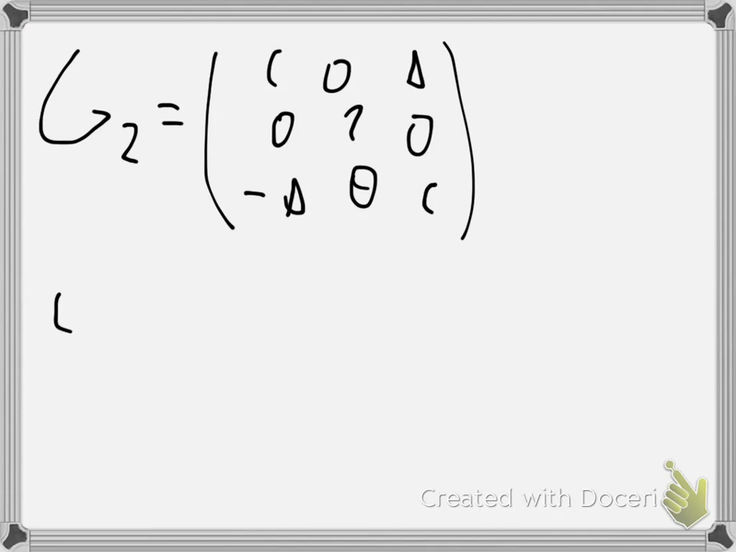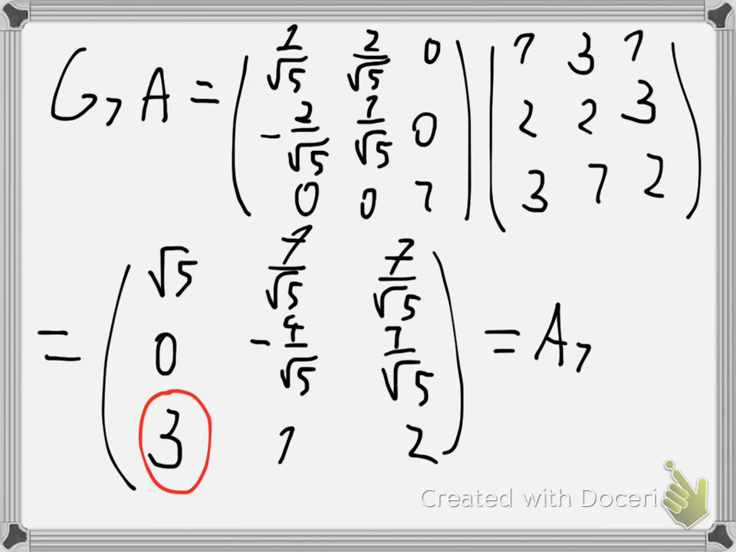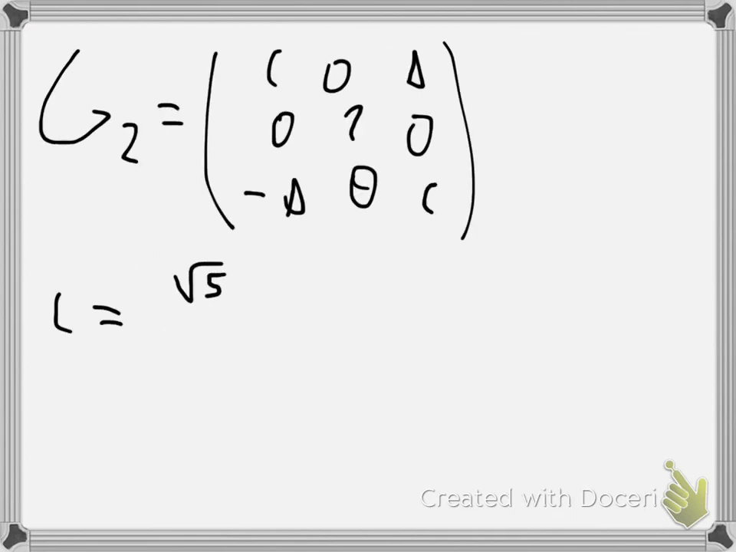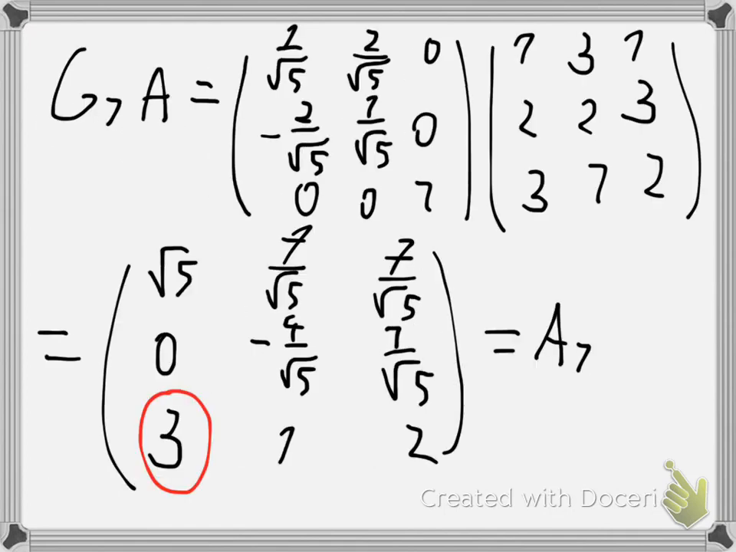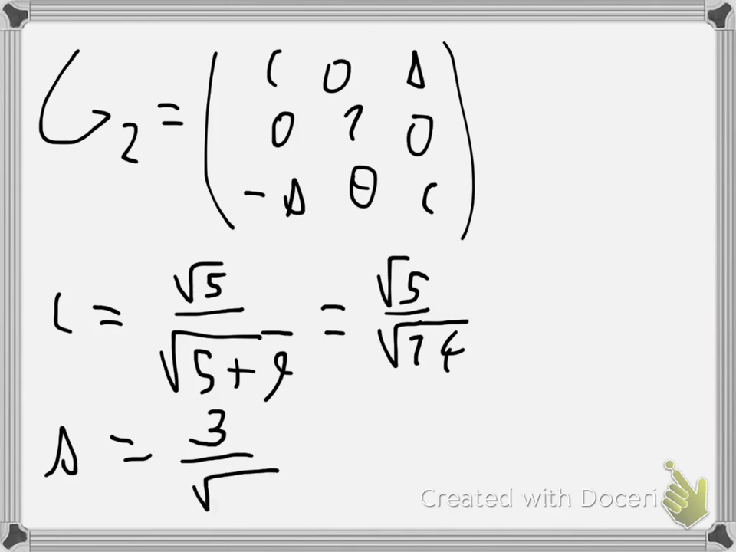Okay, and our cosine will be given by the top element, so square root of 5 over the square root of that element squared plus the element you want to eliminate squared, so 9. So we get square root of 5 over square root of 14. Okay, and the sine will be given by the element we want to eliminate. So 3 over square root of 3 squared plus square root of 5 squared, so 14. Okay?